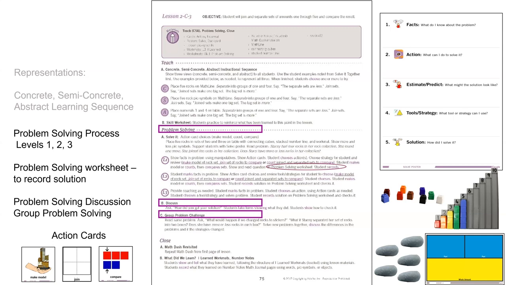I recently heard a teacher talk about how a student did choose something different, a different tool to solve the problem. And when the other students saw that, they were very excited and wanted to try it as well. That's what we want math class to look like.